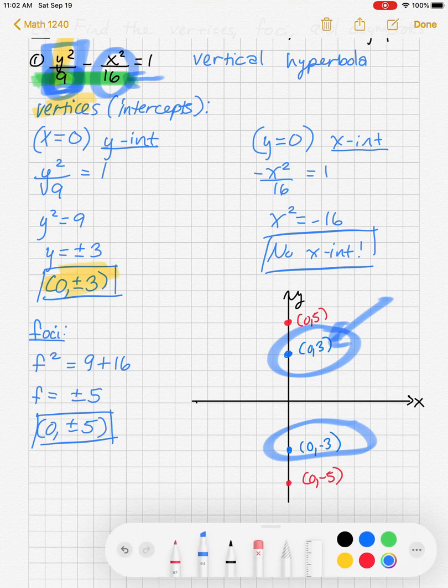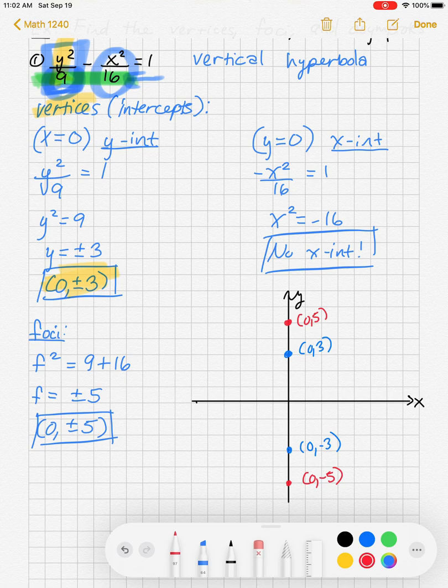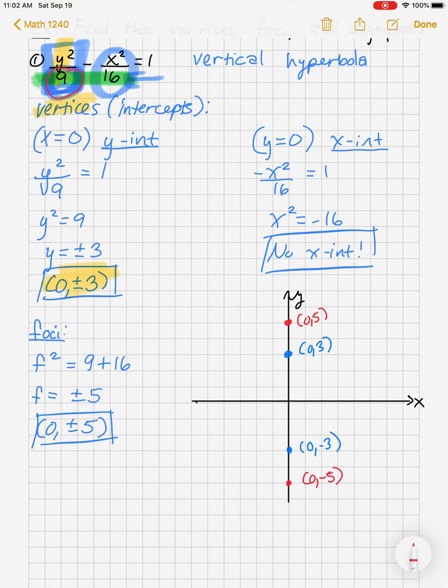So look at this. Here's what I'm going to do. I go up and down by 3 using the square root of the number underneath the y. So I'm here, here, and here. Then I'm going to use this number. The square root of 16 is 4. Now I go left and right by 4. But these are not intercepts. I'm going to use these to draw in my box that's going to actually give me my asymptotes.